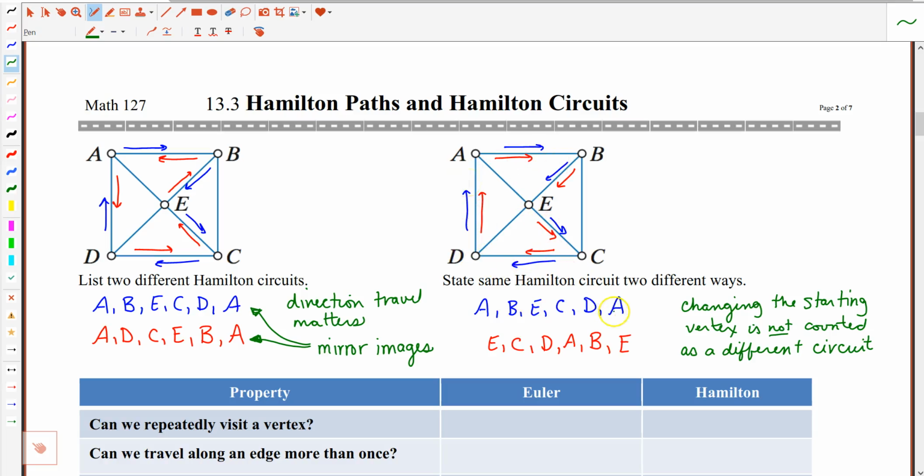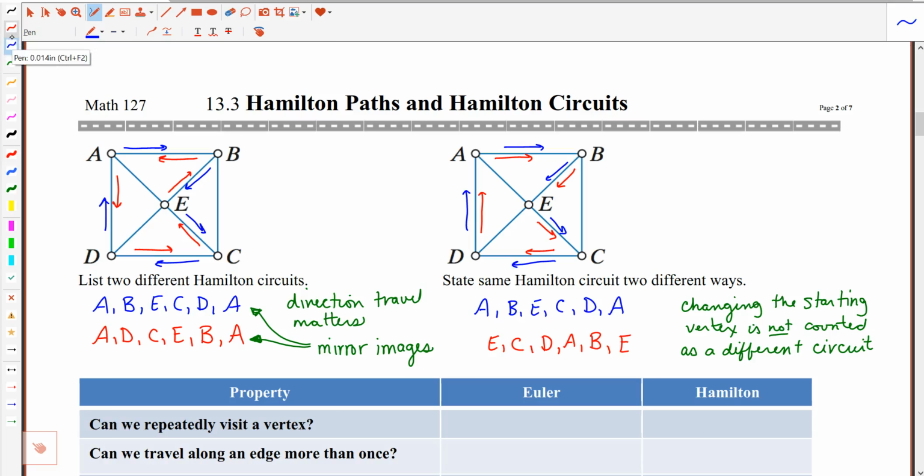Notice if you were just looking at the vertex letters, I would go from E to C, C to D, D to A, swing back over here to B, and then B to E. So I could then just look at these letters and come up with the same Hamilton circuit that looks different, but it's counted as the same. So for instance, I could go from D to A to B, B to E, E to C, and then C back to D. So these ideas are going to be important as we start talking about complete graphs.